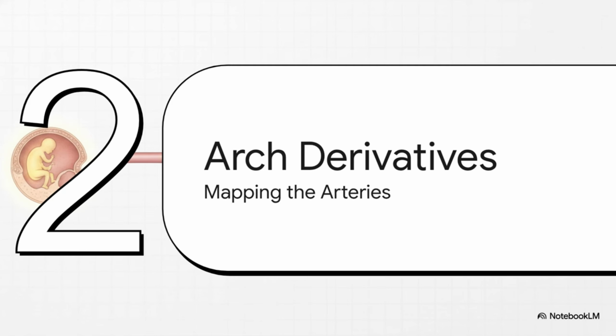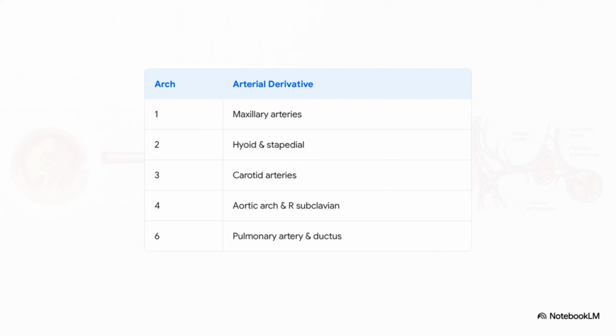We're mapping the arteries now. The most heavily tested concept in this whole area is matching those embryonic arches we just talked about to their permanent adult arterial derivatives. The human body is incredibly efficient, basically recycling and remodeling these temporary arches into a permanent vascular network. Let's break down this matrix of high-yield derivatives you absolutely have to memorize.